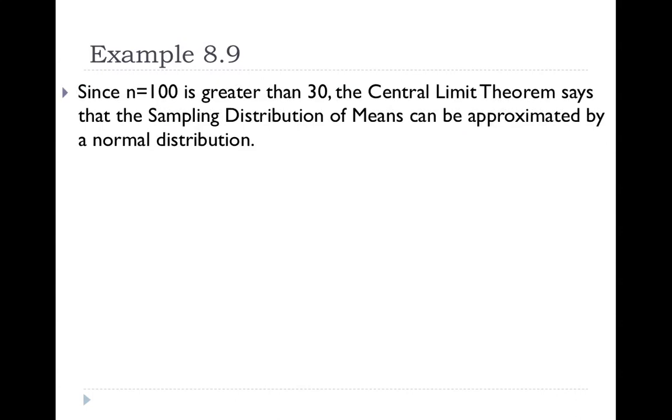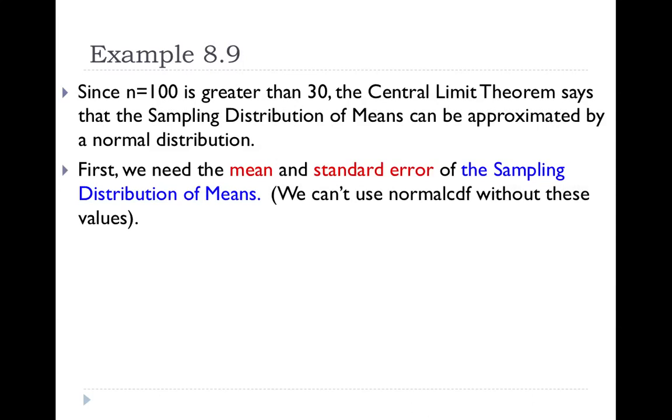Okay, so if we look at the numbers that were provided to us in this problem, n is greater than 30. N is 100, which is greater than 30, and therefore the central limit theorem says that the sampling distribution of means can be approximated by a normal distribution. So with just that knowledge alone, we know we have the ability to use normal CDF to answer this probability question. To use normal CDF when dealing with the sampling distribution, you need to know the mean of the sampling distribution and the standard error of the sampling distribution. You cannot do normal CDF unless you know those two values.